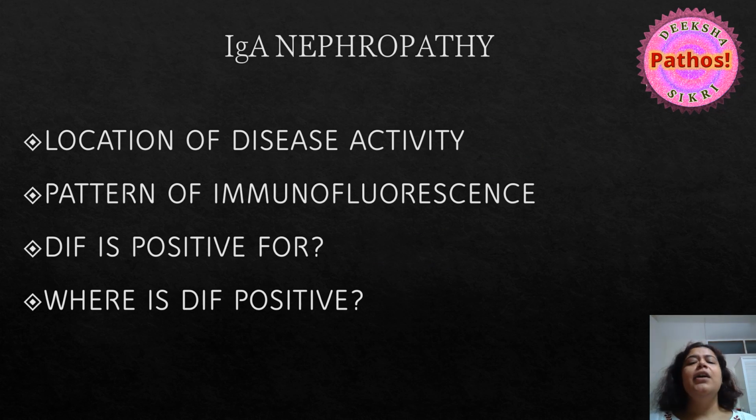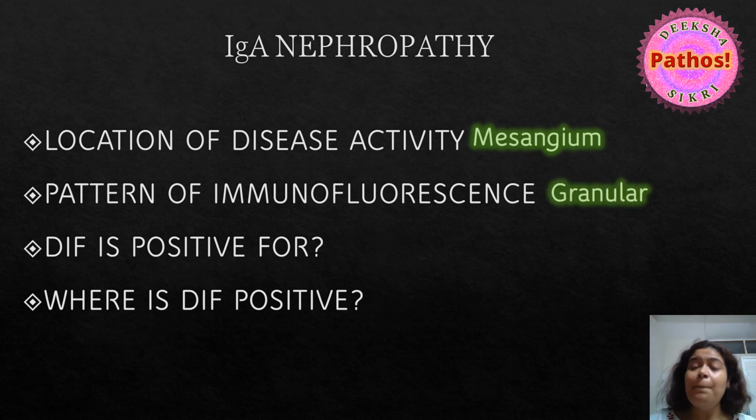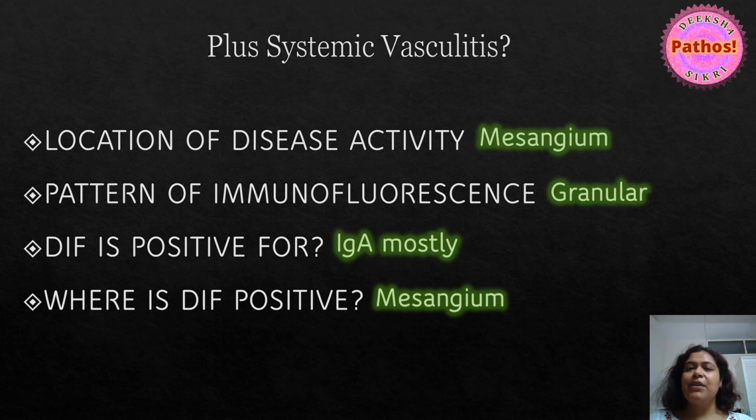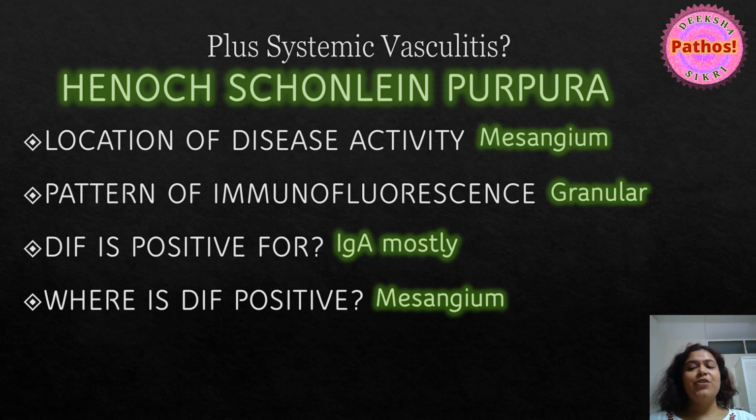Next, IgA nephropathy. Location of disease activity, you have mesangial deposits here. Second, the pattern will be granular, but in the mesangium. DIF will be again positive, but for IgA, hence IgA nephropathy. And where is DIF positive? In the mesangium. Suppose you have the same picture, but there's also symptomology of a systemic vasculitis, say in a child with purpura in the trunk or lower limbs. So that would be Henoch-Schönlein purpura, HSP. So IgA nephropathy, IgA vasculitis, which is the new name for HSP. So that becomes a spectrum. The findings would be similar in the kidney.